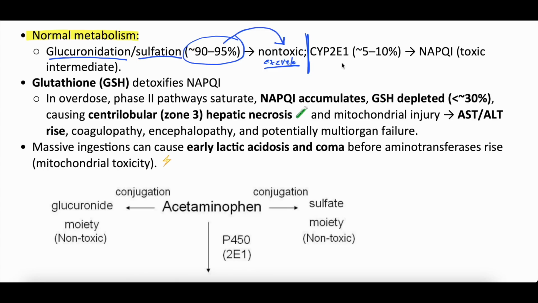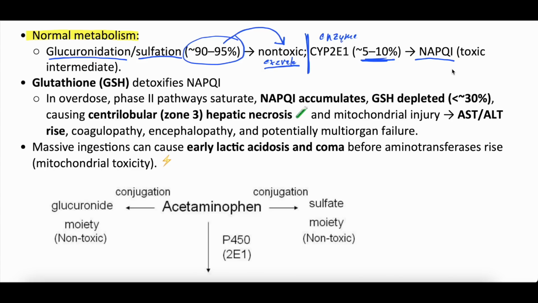It's metabolized by something called CYP2E1. This is an enzyme that the body has that metabolizes drugs. And about 5 to 10% of acetaminophen, even in the normal metabolic pathway, goes through the CYP2E1 enzyme. And that actually produces something called NAPQI, N-A-P-Q-I. And this is a toxic intermediate.